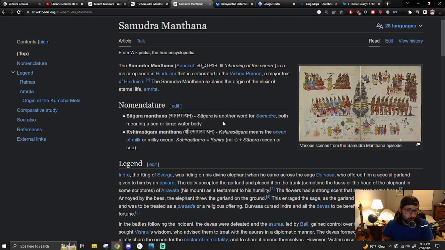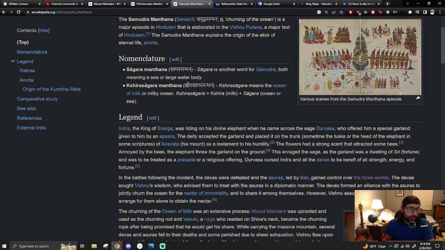Sagara is another word for Samudra, both meaning a sea or large water body. The ocean of milk, or milky ocean, or sea. So certainly there's a release of water when the earth expanded. Let's go on though. Legend.